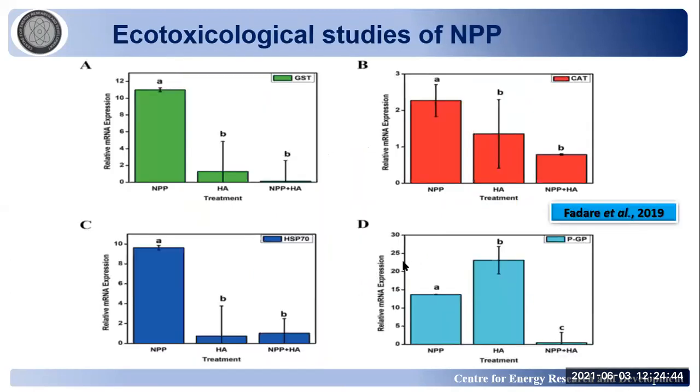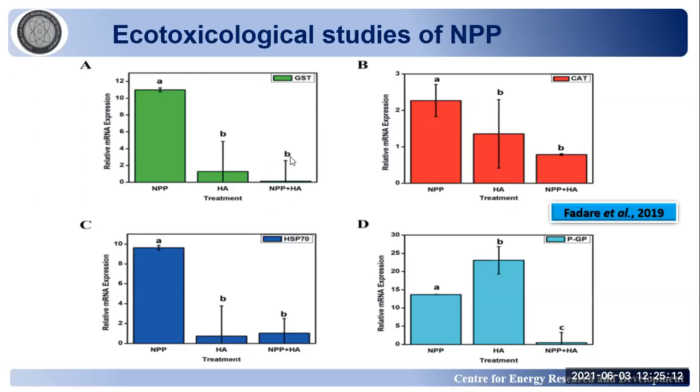Yes, this is gene expression. We try to look at the genes that are responsible for oxidative stress in the animal. We use 4 of them: the GST, the CAT, HSP70, and PGP. And in comparison with the control, we can see that truly the nanoplastic induced oxidative stress in the animal, but also in the presence of humic acid.